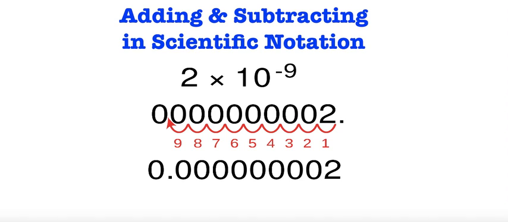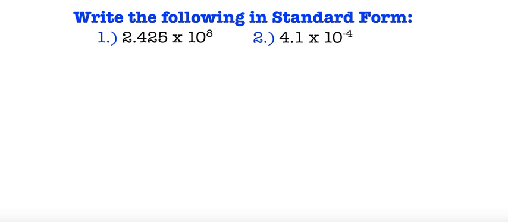Hello, mathematicians. Today we're going to be learning how to add and subtract in scientific notation. But before we do so, we're going to review how to convert from scientific notation to standard form, and then from standard form to scientific notation. So here I have two values written in scientific notation. The first one has a positive integer exponent, and the second one has a negative integer exponent.